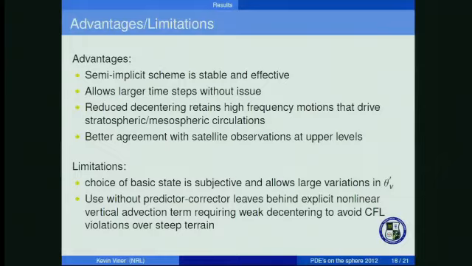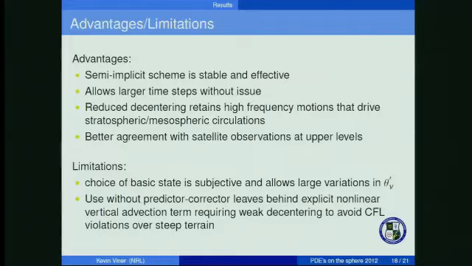So, advantages and limitations. The semi-implicit scheme is stable and effective, works the way we would expect it to. It allows larger time steps without issue. We can reduce the decentering and keep those high frequency motions that are driving the stratospheric, mesospheric circulations. I didn't show any figures of this, but we had much better agreement with satellite observations aloft. Limitations: my choice of a basic state is subjective and allows large variations in theta prime.